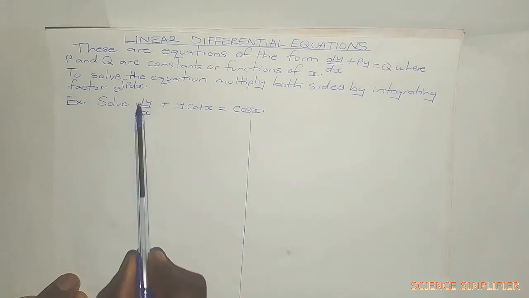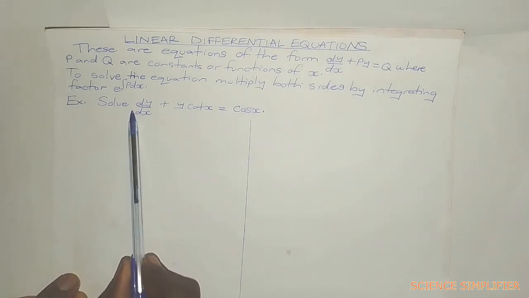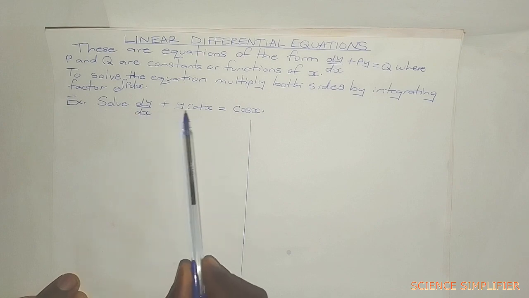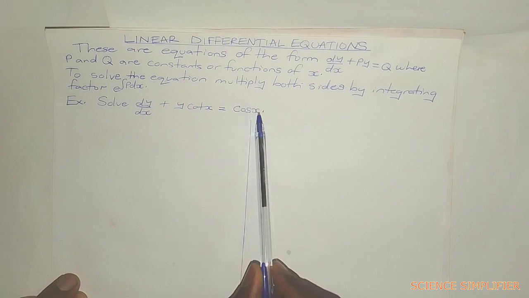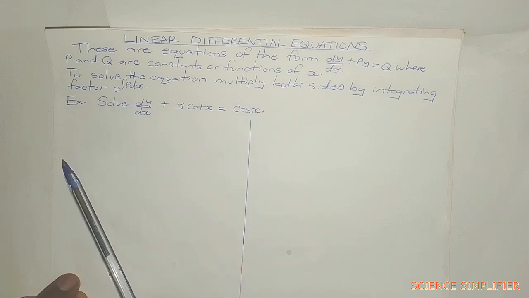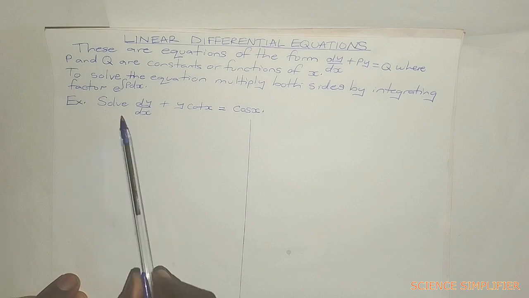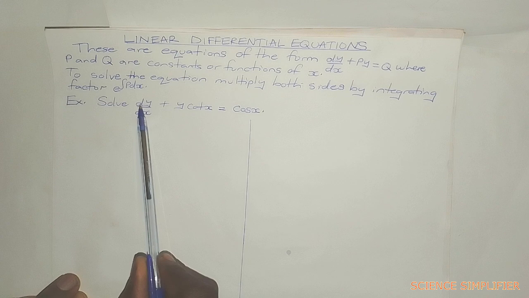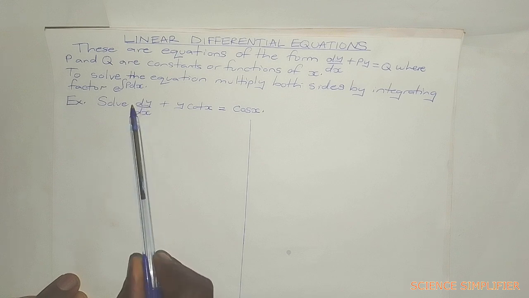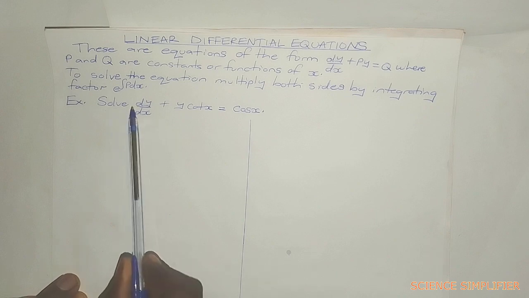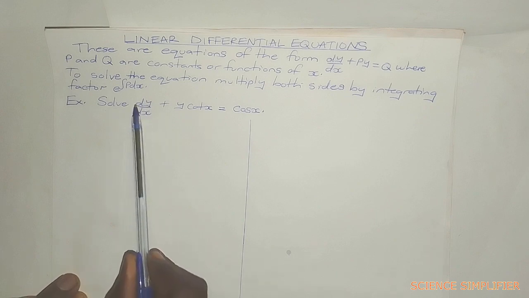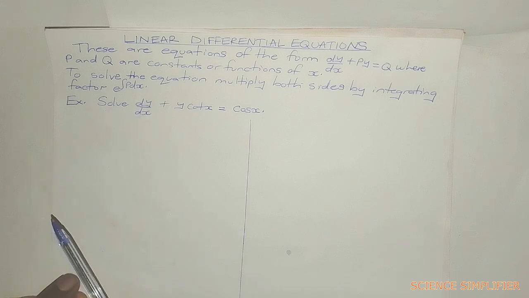Now let us see this equation here. We have dy/dx + y cot x = cos x. As you are solving this equation, initially make sure that the coefficient of dy/dx is 1. Now we are lucky that our coefficient here for dy/dx is 1, meaning that we can start. But we start by getting what we call the integrating factor.